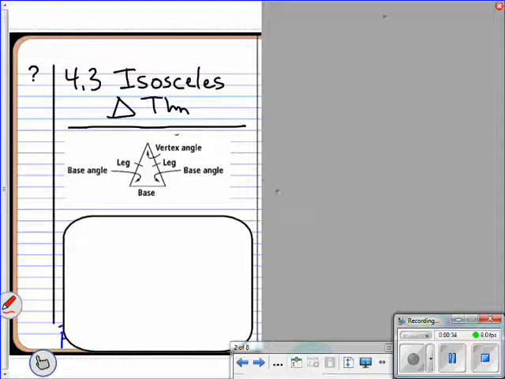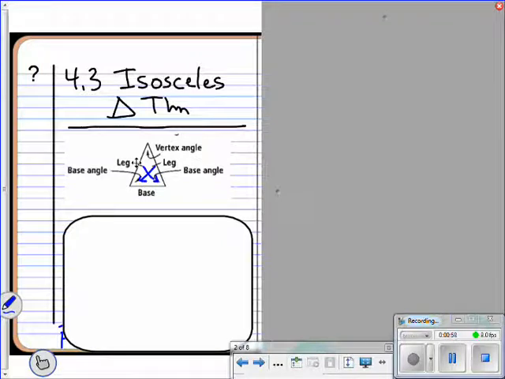4.3, isosceles triangle theorem. Really pretty straightforward. Make sure that you understand this idea that in an isosceles triangle, there are two segments that are congruent, and we call those legs. So whenever I refer to them as legs, you just automatically know that they're congruent in an isosceles triangle. Now, going along with that, we have two base angles. The base angles are always opposite those legs.